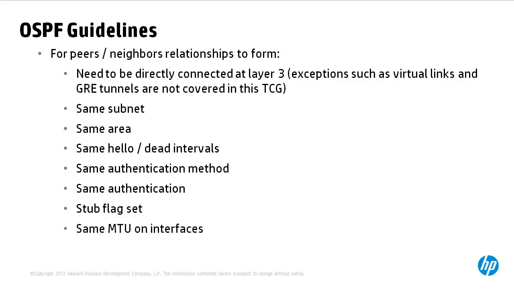The same MTU needs to be configured on both sides, as well as the network type. So for example, broadcast or point-to-point. If peer relationships are not being formed between an HP and Cisco switch or router, ensure that the routers are directly connected and that these configuration options are the same on both sides.